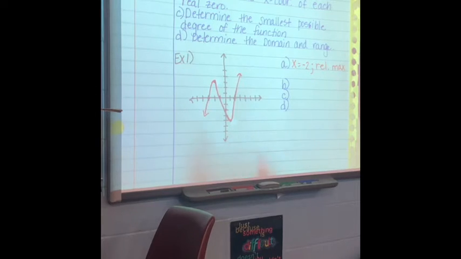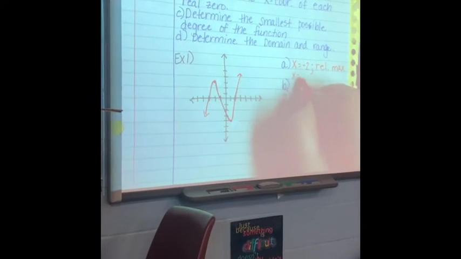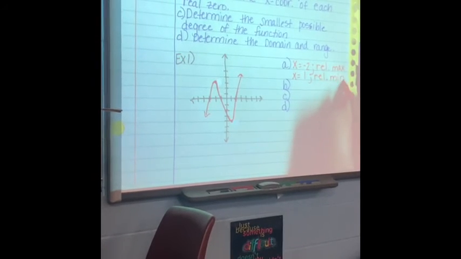All right, and then I keep going, and I've got one down here. What is the x value for that turning point? 1. And it's a relative max or a relative min? A relative minimum. Does everybody agree?